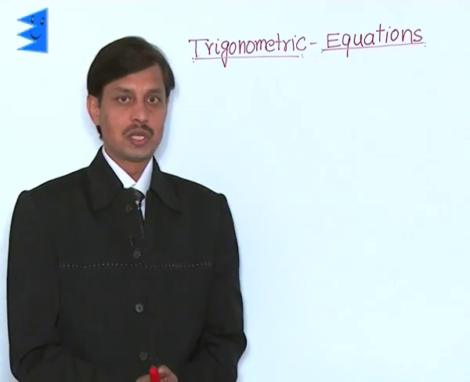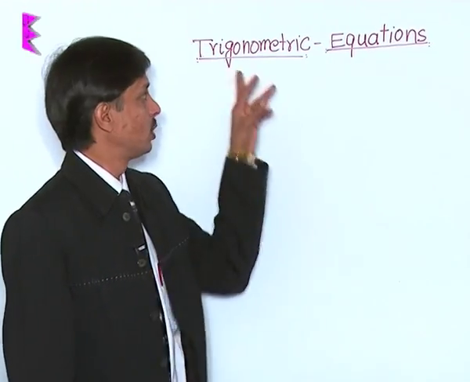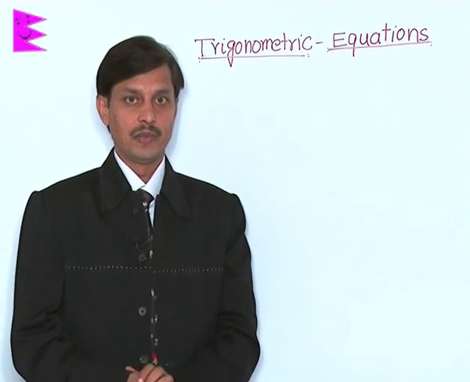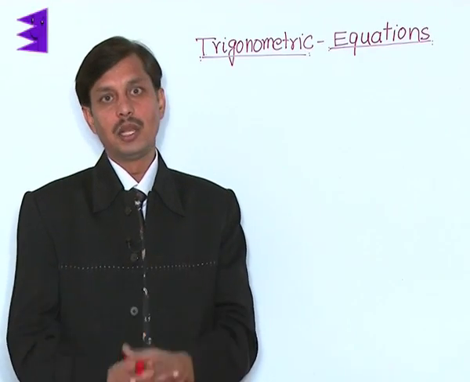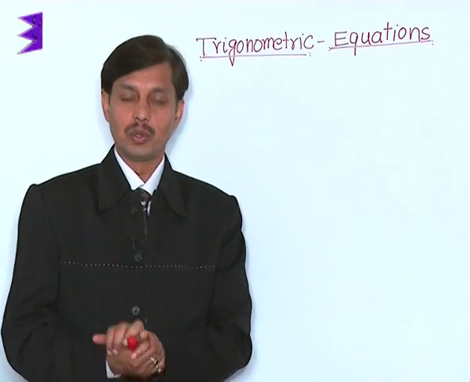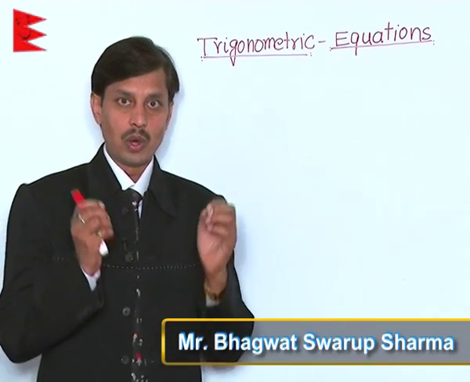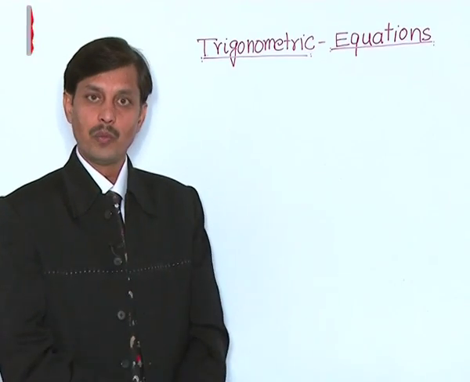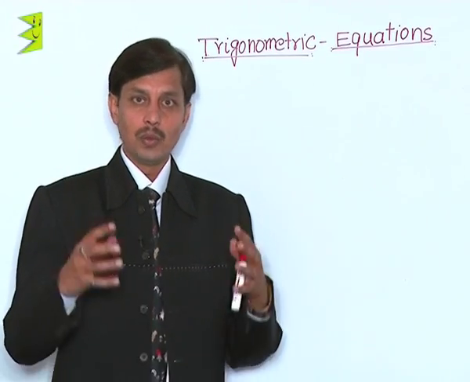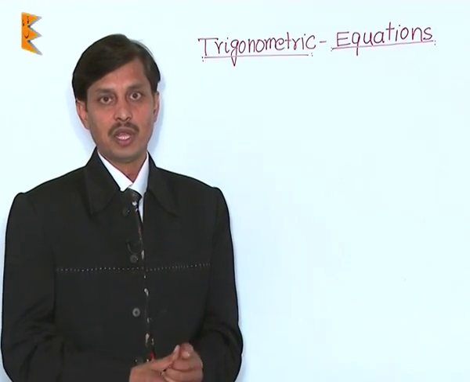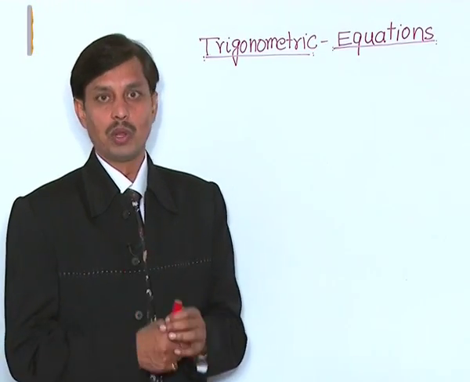Now I would like to start with you one subtopic of trigonometry, that is trigonometric equations. As we all are very much aware, there is a difference between identity and equation. Identity is that which is always true for every value of the variable involved, whereas the equation has a fixed number of solutions. That is, an equation is satisfied only on particular values.